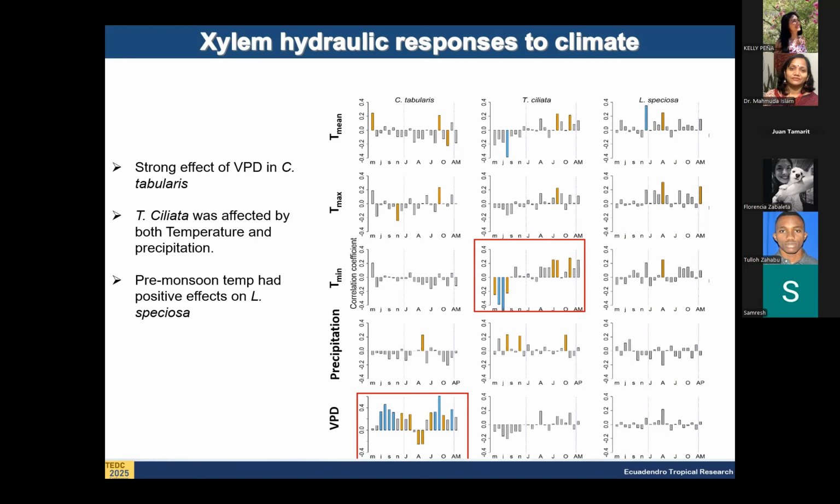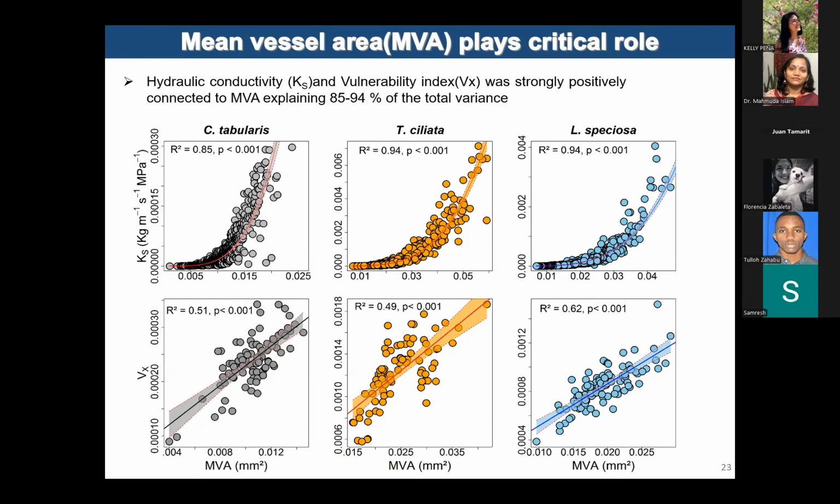Also precipitation and other parameters. However, mean vessel area plays an important role in hydraulic conductivity. Hydraulic conductivity is an indicator of hydraulic efficiency. Higher mean vessel area leads to higher hydraulic conductivity. Higher hydraulic conductivity means higher hydraulic efficiency, but then vulnerability is also high.